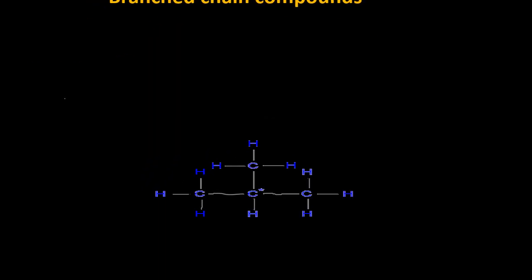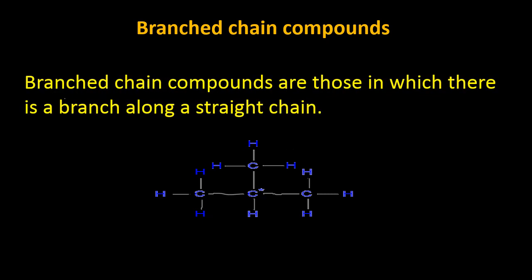Branched chain compounds. Now, in this case, again we are taking butane. But now, butane is not present in a straight chain form. One of the carbon atoms is arranged in a branched form. If I have to select a parent chain, the parent chain will be three carbon atoms in a straight chain, and one of the carbon atoms is arranged in a branched form. So this is also an example of acyclic compounds, or we can say aliphatic compounds. Branched chain compounds are those in which there is a branch along a straight chain. So now here, one carbon is forming a branch with another carbon.